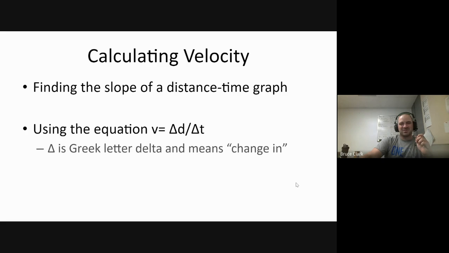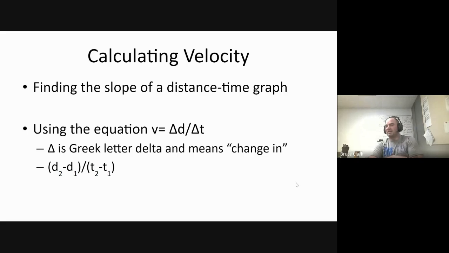And we use the equation that looks very messy, but we're using the equation: the change in distance divided by the change in time. That triangle is something that you're going to see a lot. That is the Greek letter delta, and that just means change. Okay, so when we're talking about someone running the 100-meter dash, their distance has changed 100 meters, and the time has changed 12 seconds. All right, and that gives us their velocity.